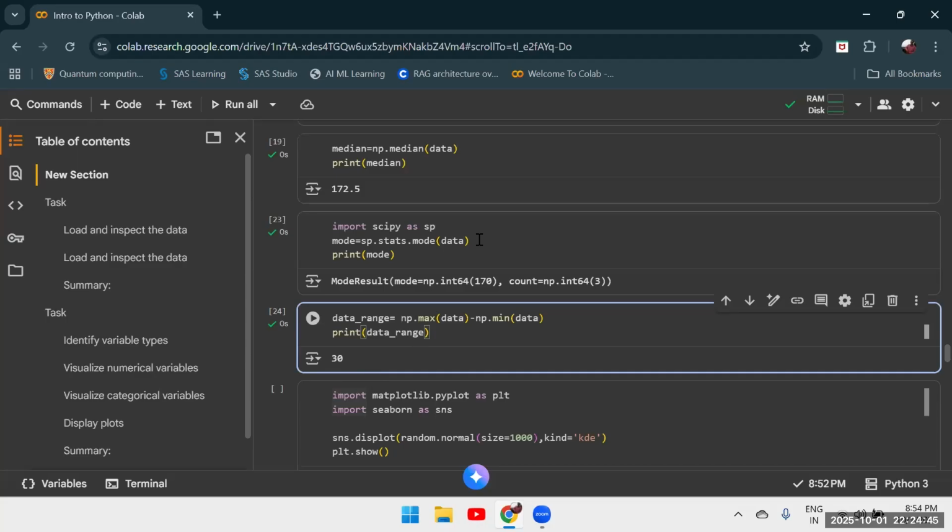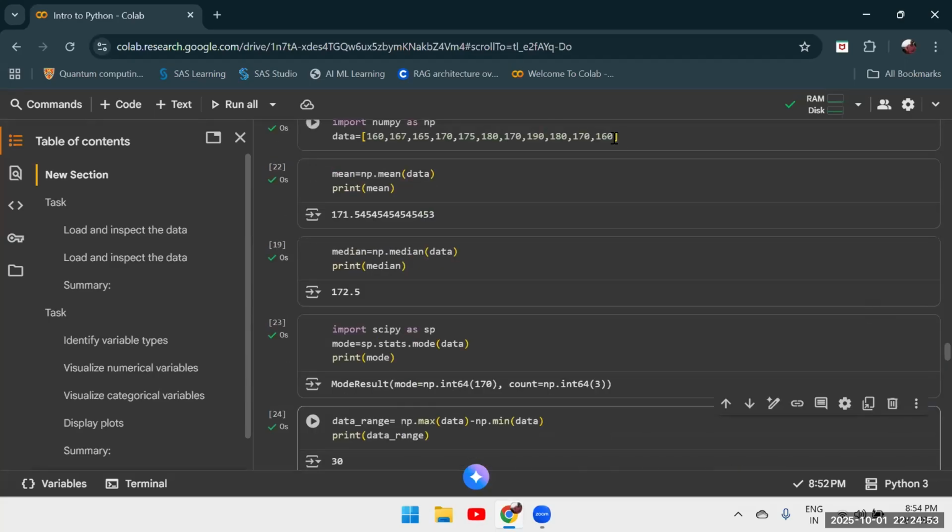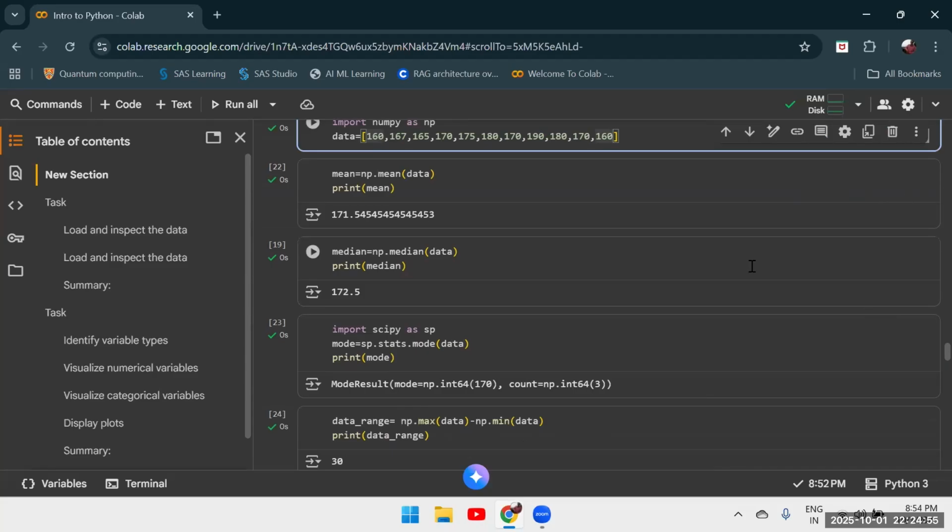Right. One question to you: is range affected by outliers or not? Not affected? Raghav, will this range be affected by outliers?